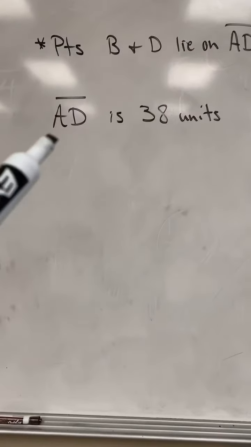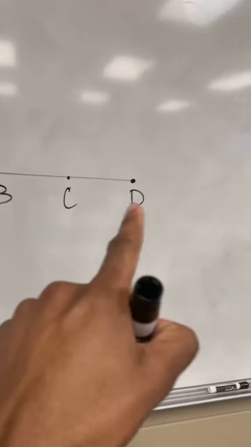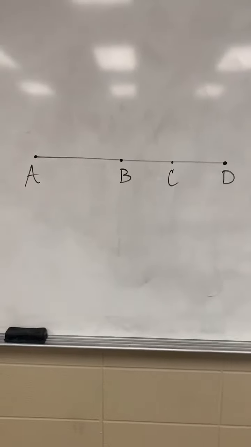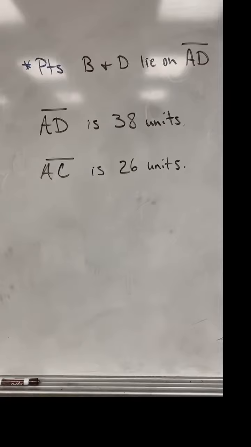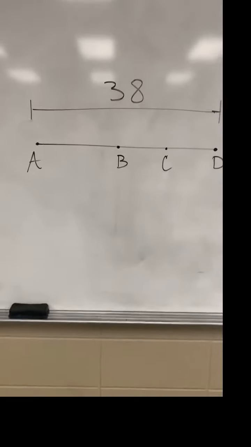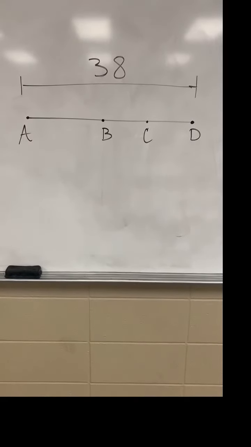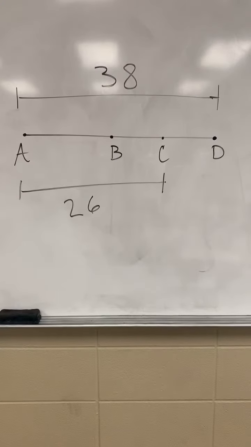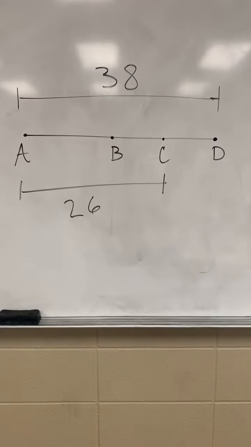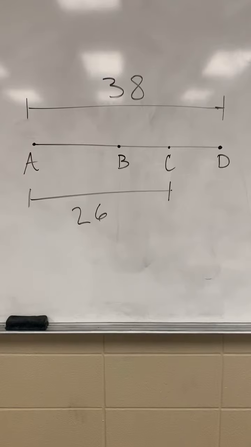The second thing it's stating is that the segment AD is 38 units. So this whole thing from start to finish is 38 units. Next thing stated is AC is 26 units. So now that I have my 38 showing, I also have to indicate where my 26 is showing. That brings me to about right here. Every time I read a piece of information, I go right back to the diagram and identify that same information on the diagram.